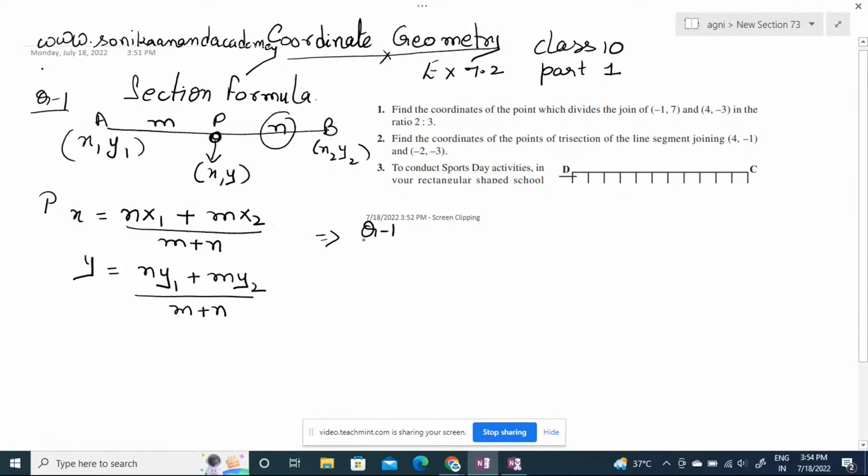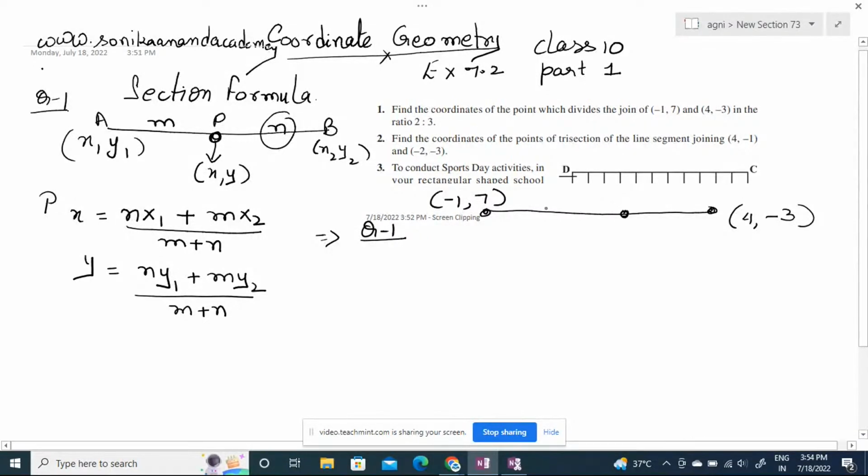Now, just switching to question number 1. Find the coordinates of the point which divides the points -1, 7 and 4, -3 in the ratio of 2:3. That means this is the line, and it divides the line in the ratio of m is to n, that means 2:3. Let it be point P, and we have to find the coordinates of P. Now according to our formula, if we compare, this becomes x1, this becomes y1, here it becomes x2, and here it becomes y2.